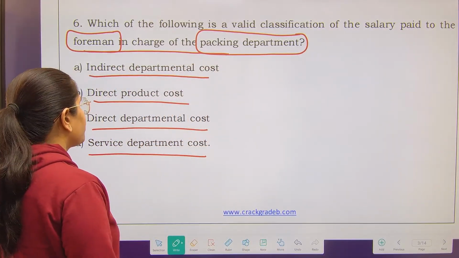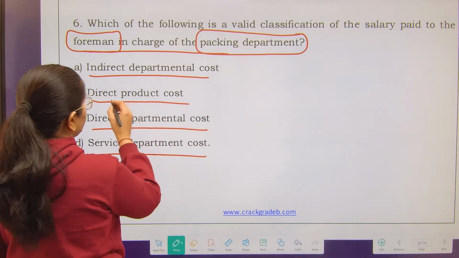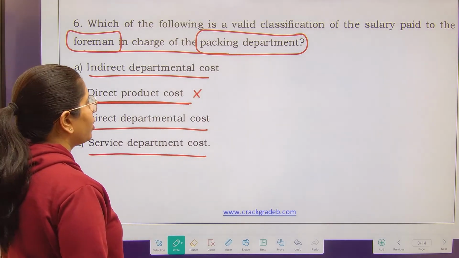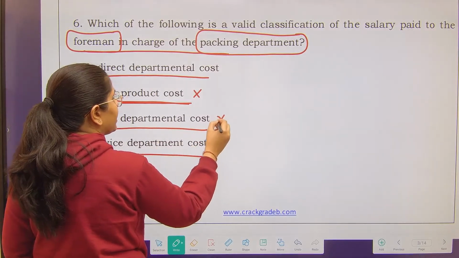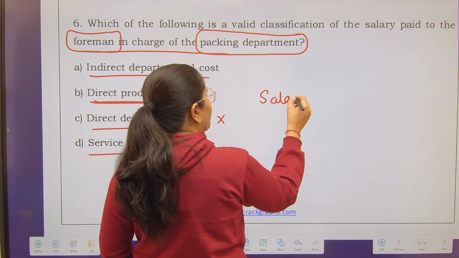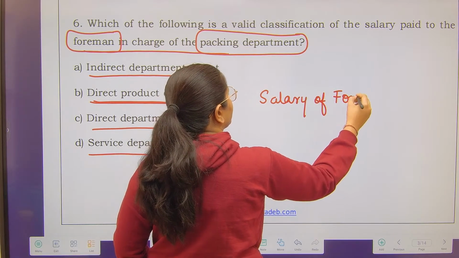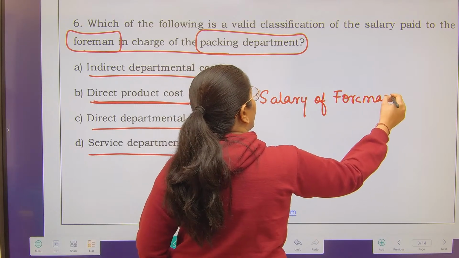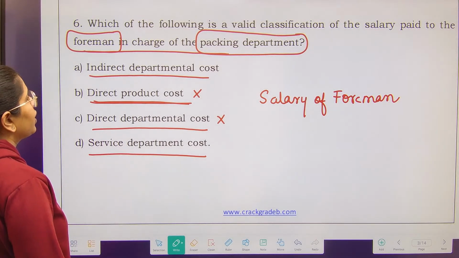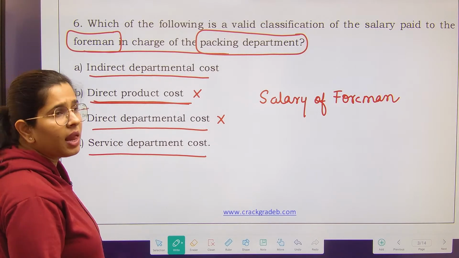What happens in such kinds of questions is, obviously this cannot be a direct product cost. Why can it not be a direct product cost? Neither can it be a direct departmental cost, because this is the salary of a foreman. A foreman is not a person who is directly related to the production, right? So if he is not directly related to the production, the salary given to him cannot be a direct cost. So it could be an indirect departmental cost, or it could be a service department cost.